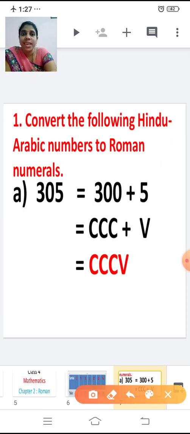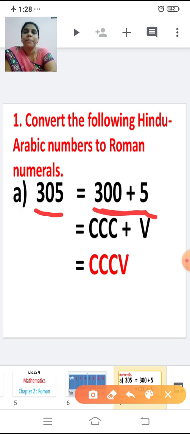Now let's see. Convert the following Indo-Arabic numbers to Roman numerals. We are going to convert the Indo-Arabic numbers to Roman numerals, shall we? So first one, 305. How to write this? Write that in expanded form. 300 plus 0 plus 5. Leave that 0. So 300 plus 5. 305. I am writing it as 300 plus 5.